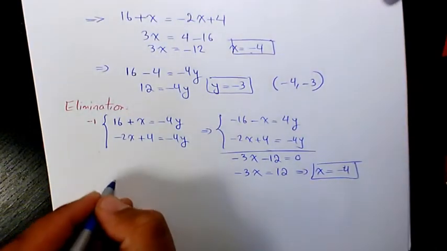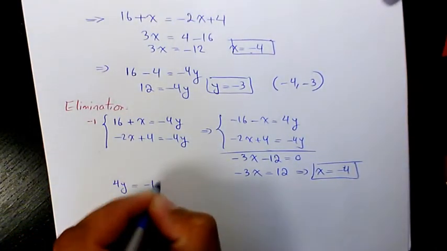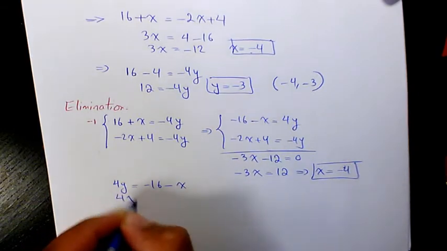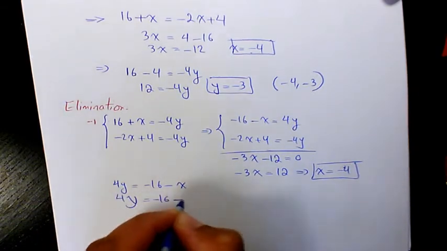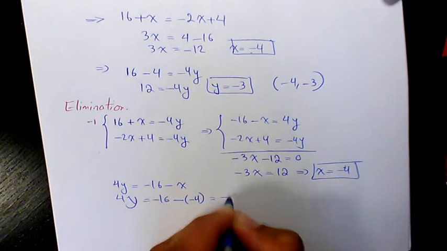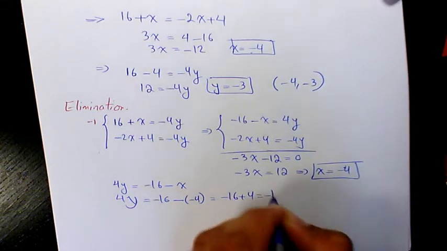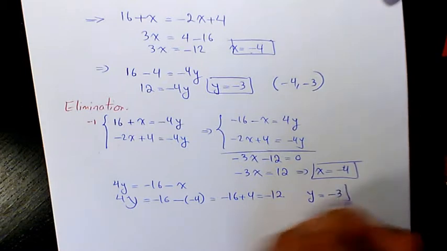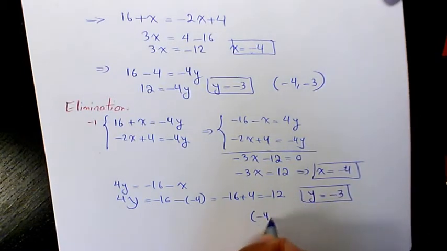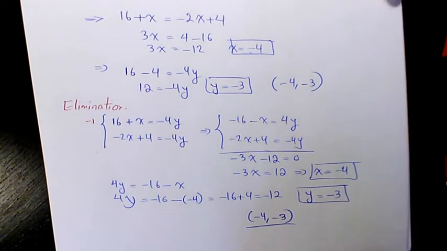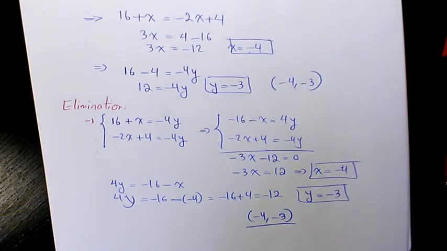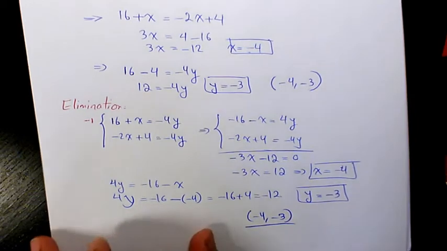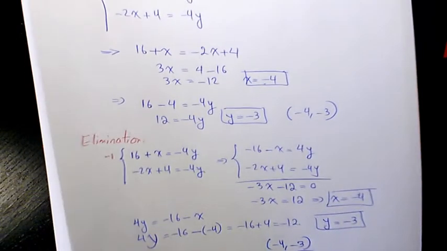So we're going to say 4y equals negative 16 minus x. 4y equals negative 16 minus negative 4, which is negative 16 plus 4, negative 12. So y will be negative 12 divided by 4, which is negative 3. So the point of intersection is negative 4 and negative 3, which makes sense because we got the same answer in the previous method. Next example.